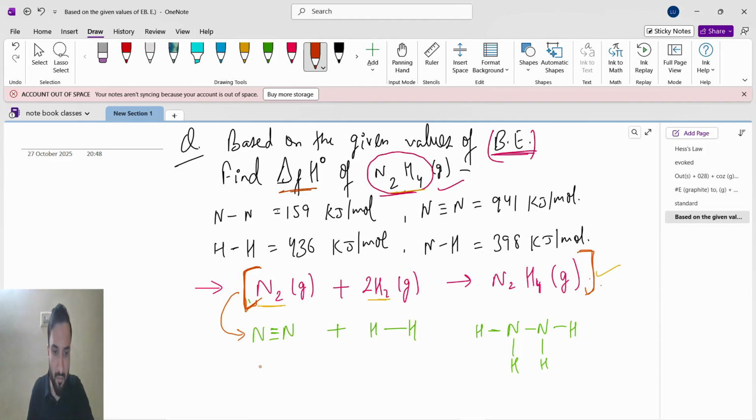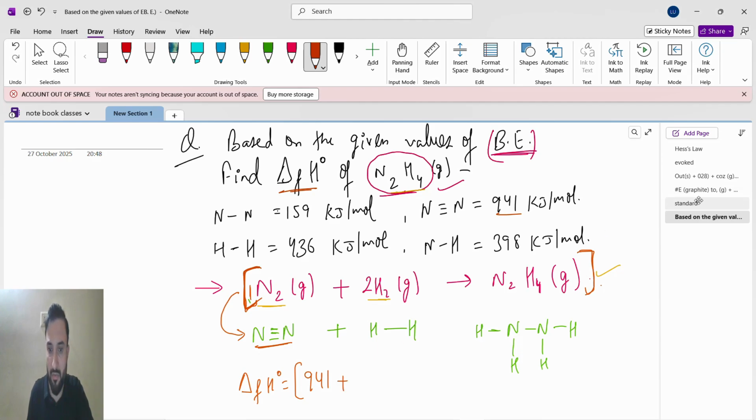After that we will do the formation. First of all we have to take the reactant side. On the reactant side, see this, N triple bond N. N triple bond N is 941, and how many N triple bond N? 1. So 1 into 941 is 941.